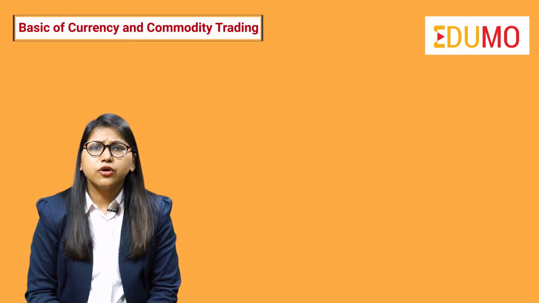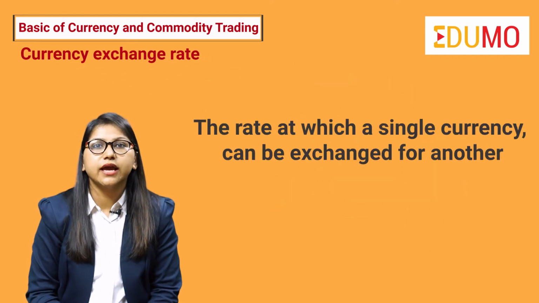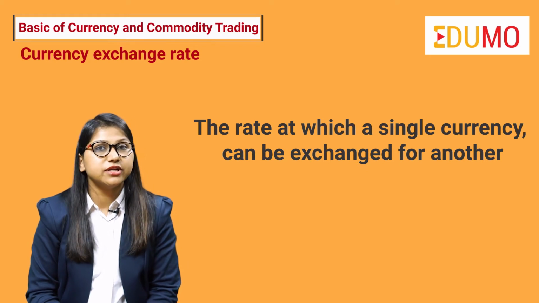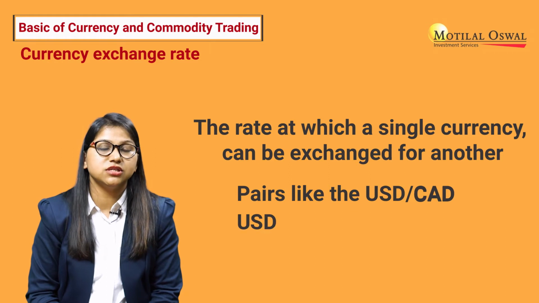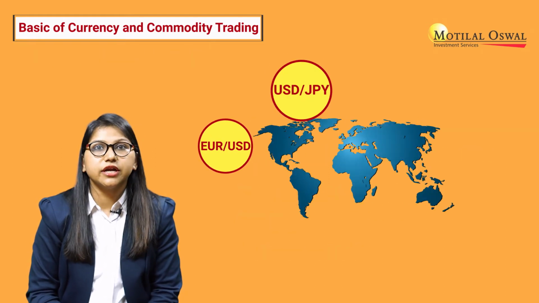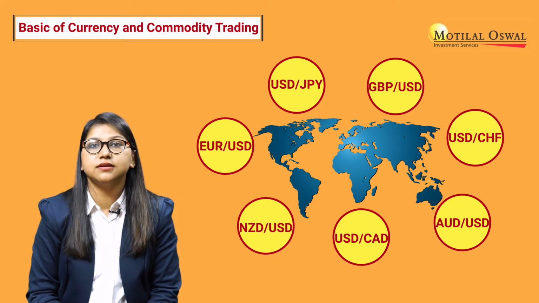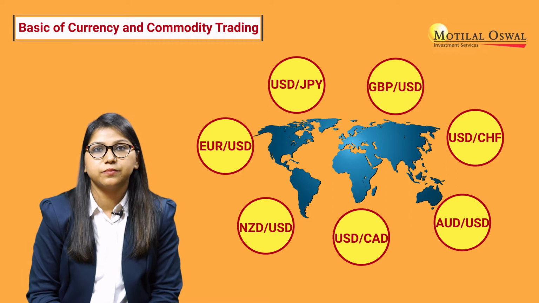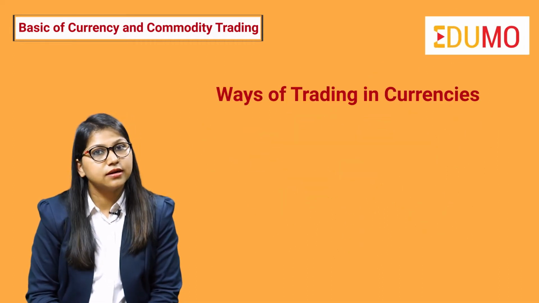Now, here the currency exchange rate, the rate at which a single currency can be exchanged for another, is mentioned as pairs. For example, USD by CAD, which is the US dollar and the Canadian dollar. The exchange rate of these currency pairs is affected by the supply and demand in the international foreign exchange market. There are three ways that trading in currencies is done.